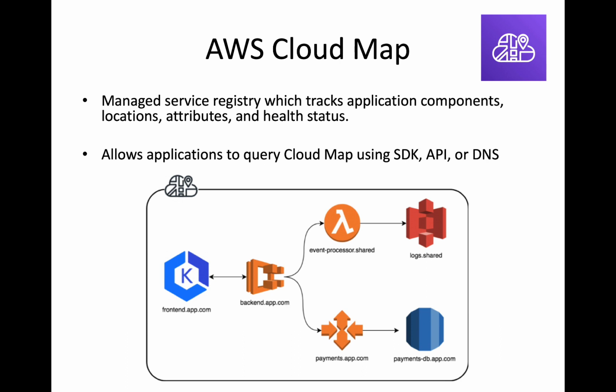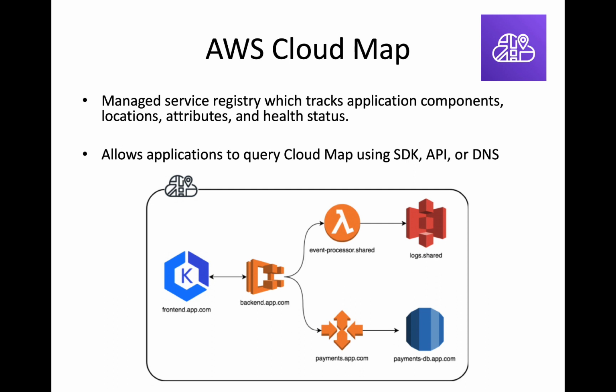And the last service I want to talk about that's available to us from AWS is a relatively new service at the time that this video was recorded. And this is AWS Cloud Map. Cloud Map is Amazon's version of the centralized service discovery solution.